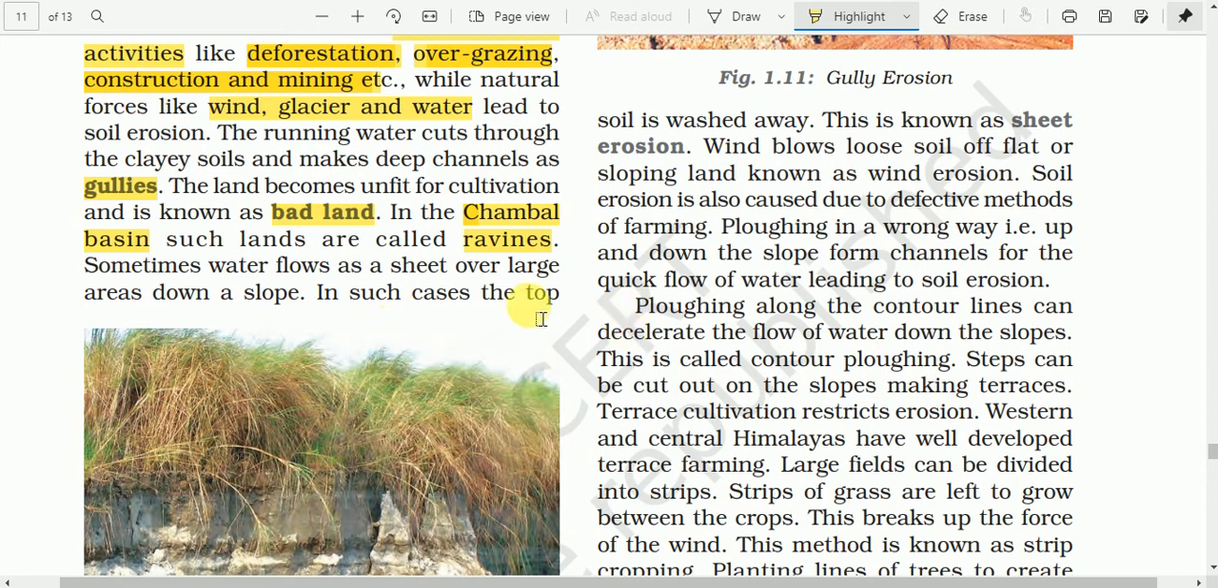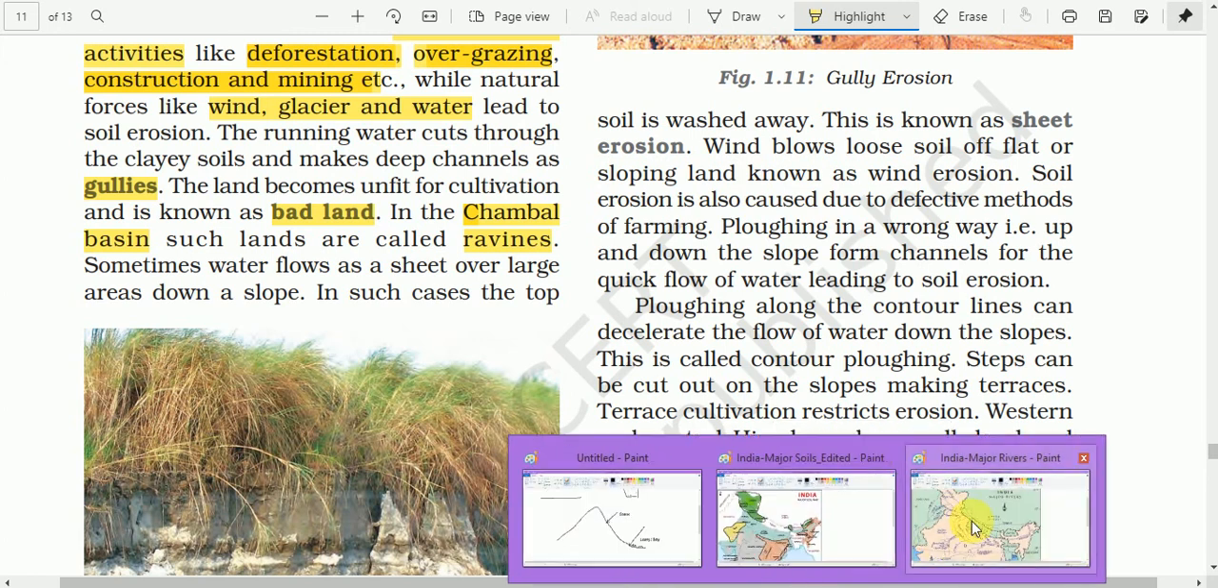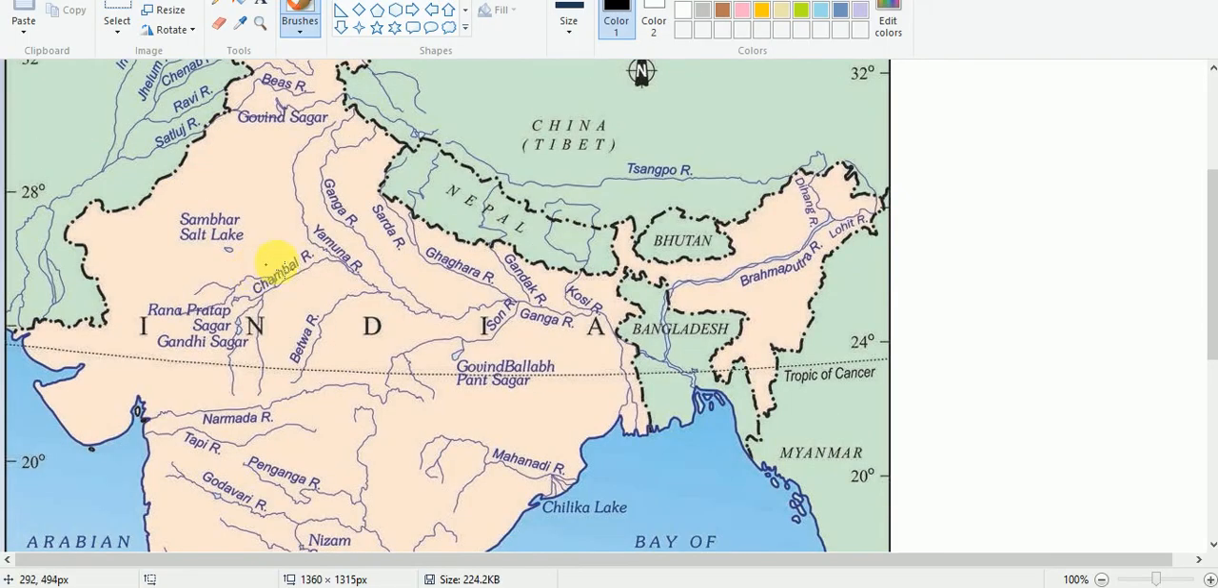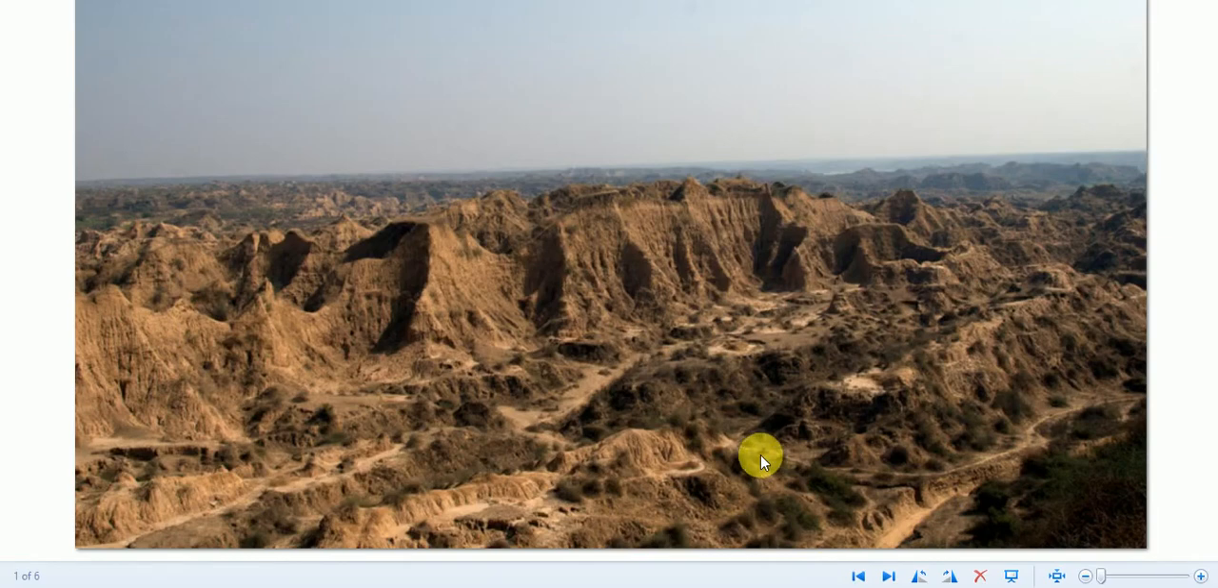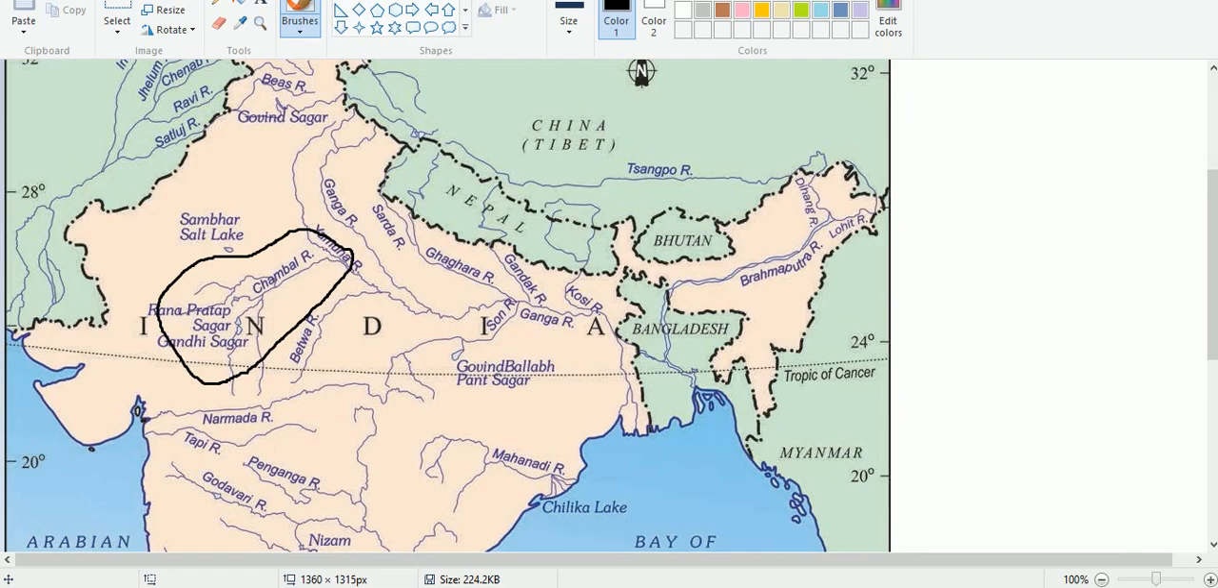Before we proceed, see here. Let us find the location of the Chambal river. So this is river Chambal. In this area, the erosion process, denudation work, is very active, and hence we cannot use the land because the surface is rocky, as you will see here. This is a photograph showing a Chambal badland. Since it is a vast land, we cannot use it for cultivation, and hence the landscape is known as Chambal badland or Chambal ravines.